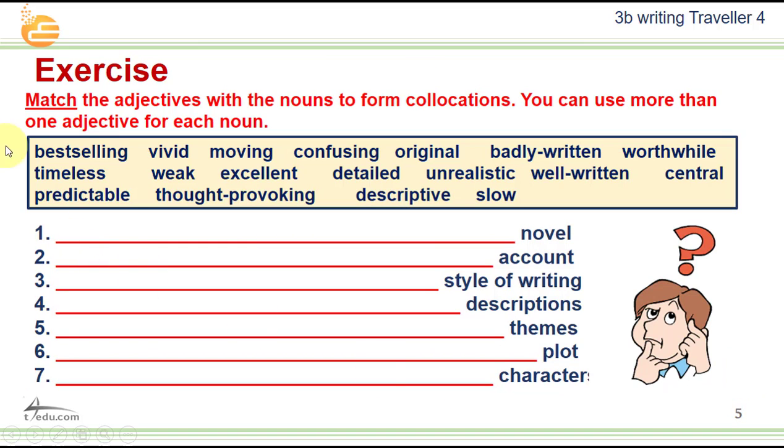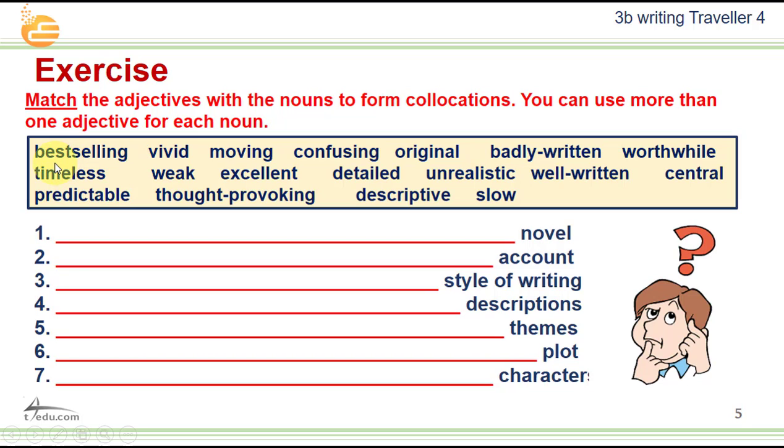Exercise. Match the adjectives with the nouns to form collocations. Now we have these nouns and these adjectives. We want to make collocations. For example, best-selling. Can we say best-selling novel? Yes, of course. Vivid novel? Yes. Moving novel? Confusing? So I want you to think about the adjectives and what can go with them. You can use more than one adjective for each noun.